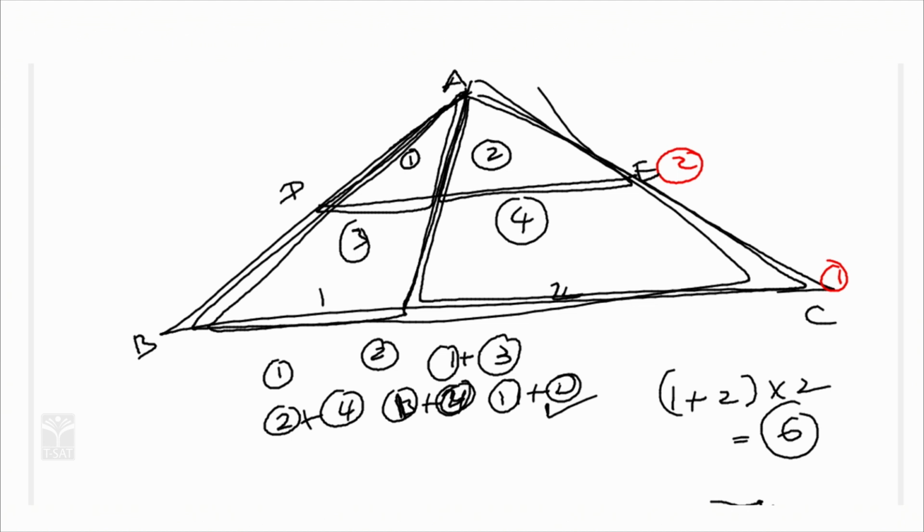How many? First you have to consider how many parts it was divided into vertically, add those numbers, and then how many parts it was divided into horizontally. So here, divided into two parts vertically means 1 plus 2, and horizontally divided into two parts. So 1 plus 2 times 2. What is 1 plus 2? 3. 3 times 2 is 6. So there are 6 triangles in this one.